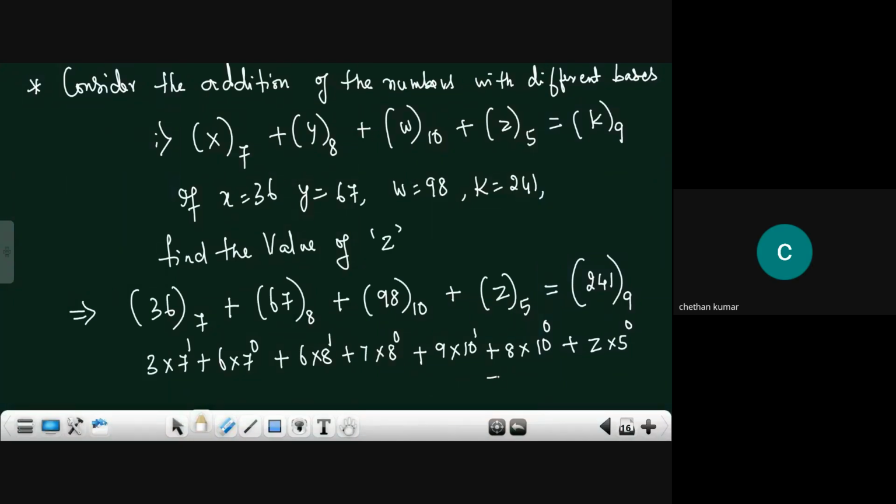Now this is equal to what? 2 into 9 power 9 square, right? Plus 4 into 9 power 1 plus 1 into 9 power 0. So what is the LHS value? 182, right? 182 plus Z is equal to what is the LHS value?